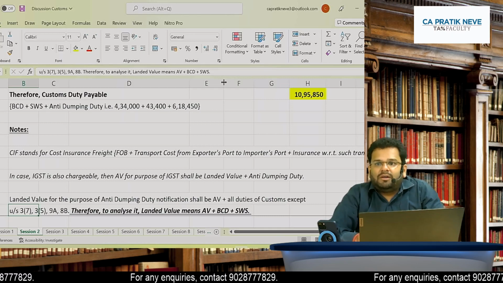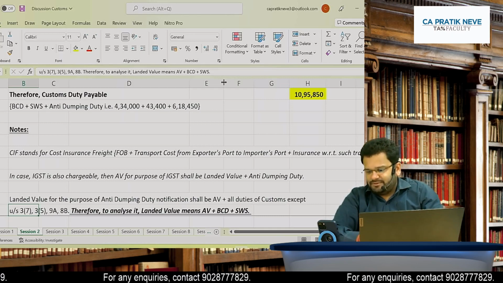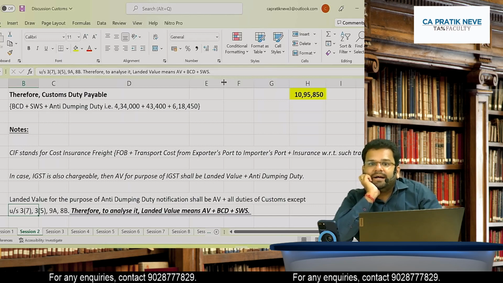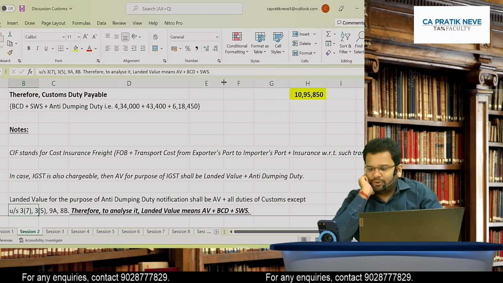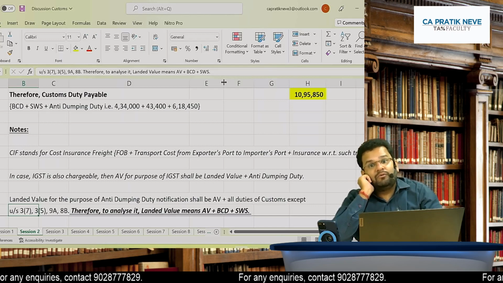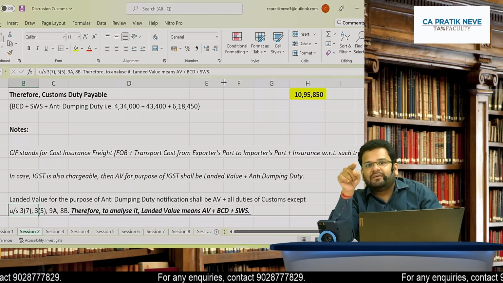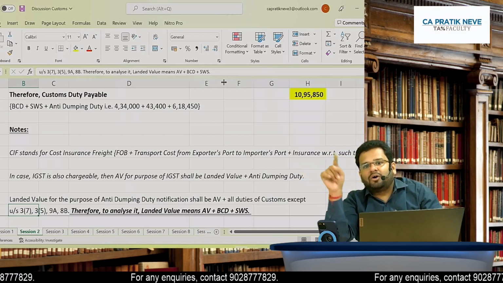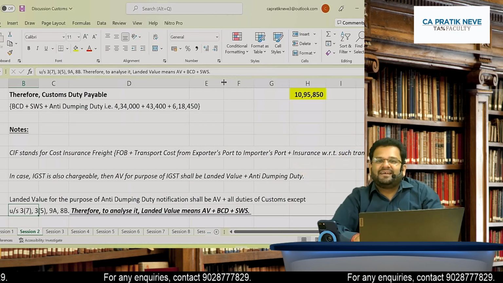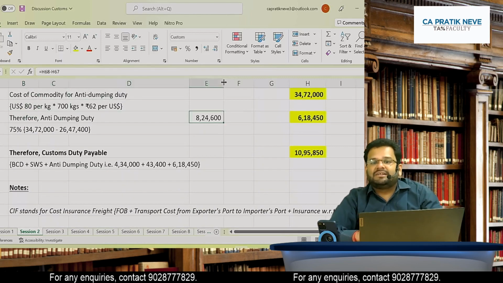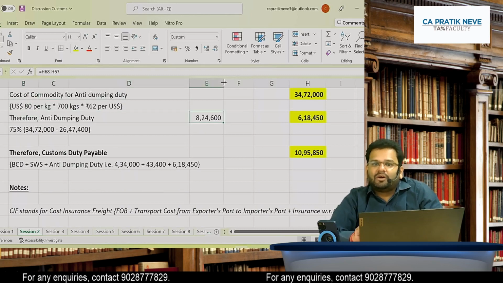So did you all understand what we discussed? Any doubt, please let me know. If, Darshan, they would have said anti-dumping duty here is equal to the difference between landed value and cost as per the notification, then directly your answer would have been 8,24,600. Got it?